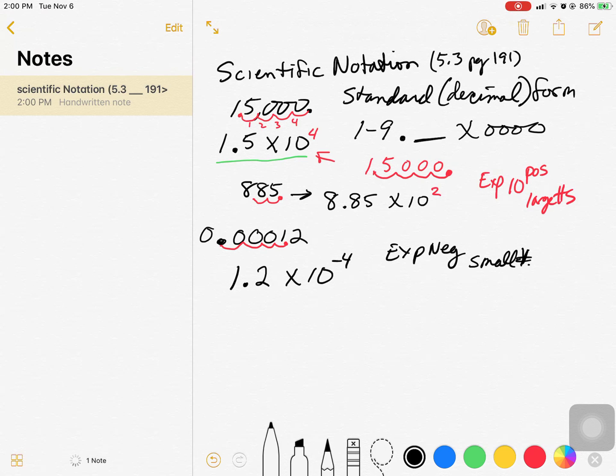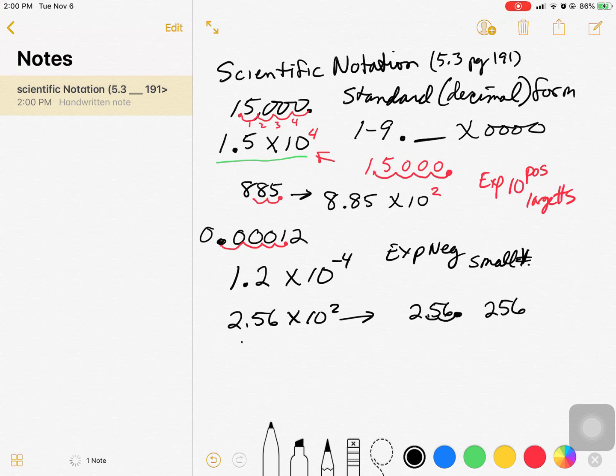So let's do another example. Let's say they gave me 2.56 times 10 to the second and said, give me this in standard form. 2.56 times 10 to the second, that's a positive exponent, so that's a bigger number. So I move it 2 places. That means it goes there. So my final answer is 256.